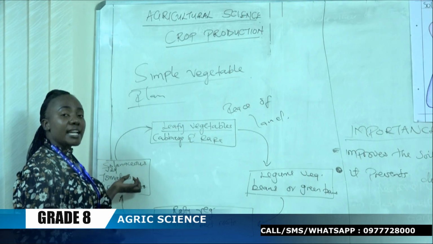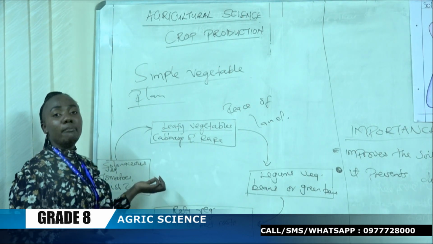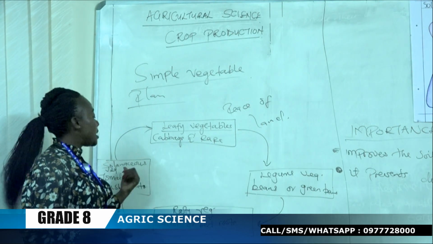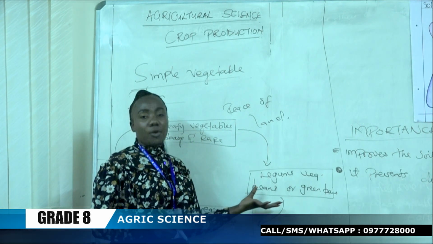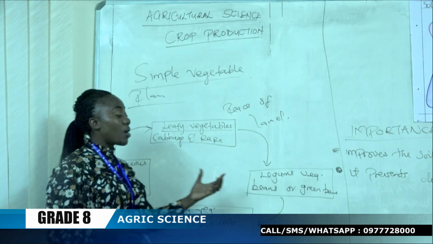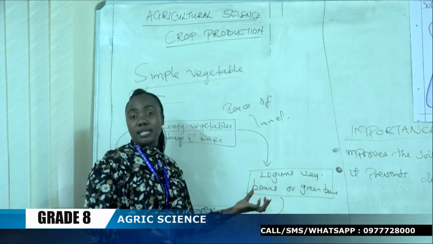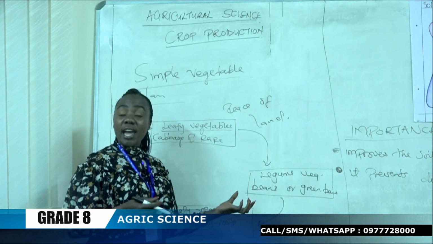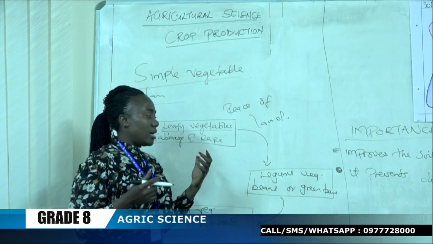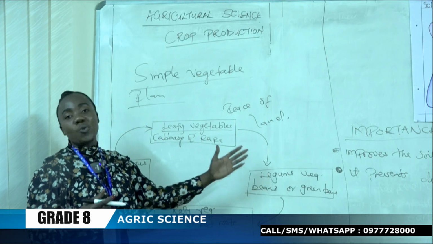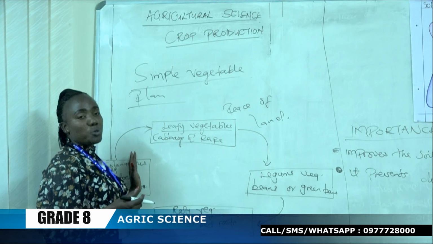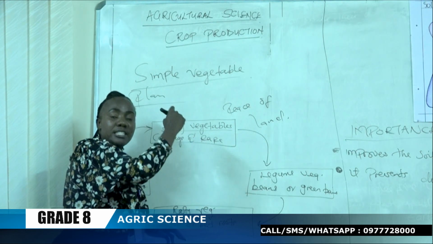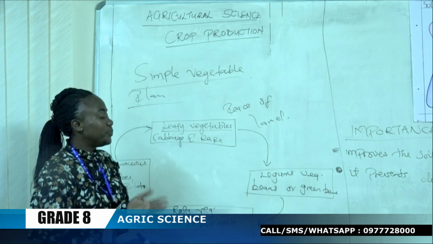The disease that attacks Irish potato is called potato blight. So this potato blight will not attack groundnuts, because the disease that attacks groundnuts is called groundnut rosette. So you concur with me and know that the disease that attacks groundnuts is not a disease that will attack Irish potatoes. That's why we keep on rotating different kinds of vegetables that fall in different kinds of groups. Are we together? Okay.